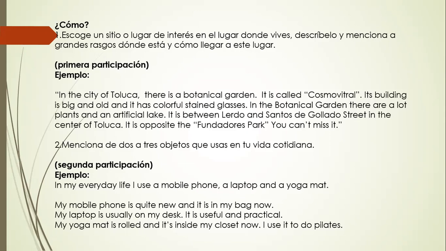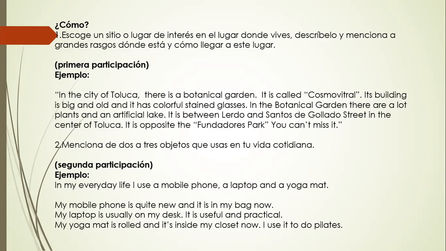You can also use prepositions of place when you tell me where the objects that you use in your everyday life are. So here we have my mobile, my laptop, and my yoga mat. And the adjective that I use for my mobile phone is new. And it's in my bag. So that is a preposition I'm using.